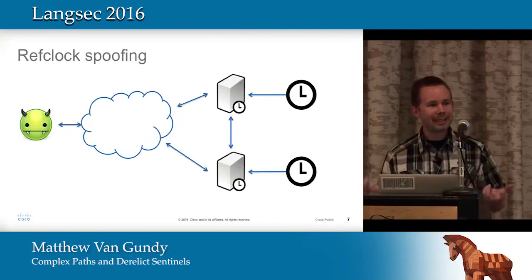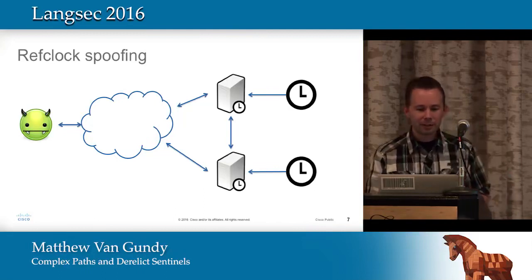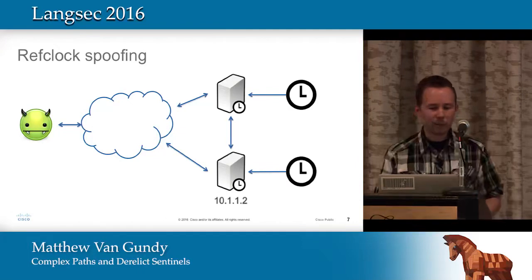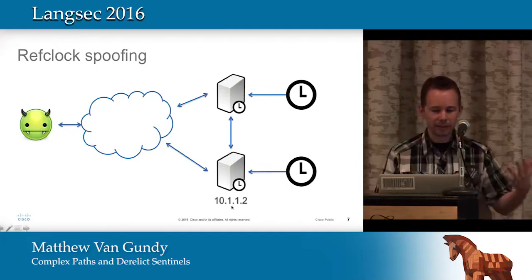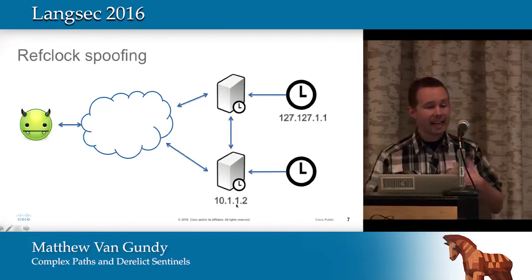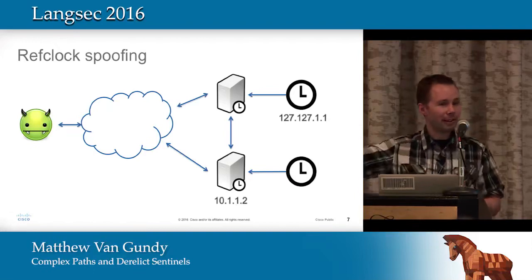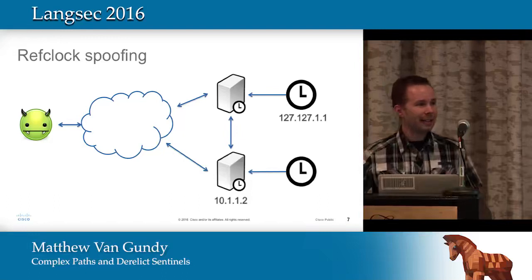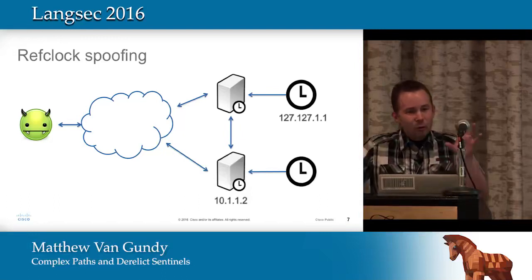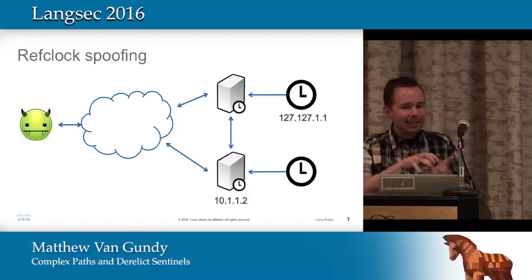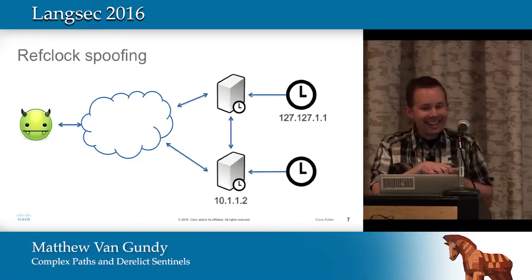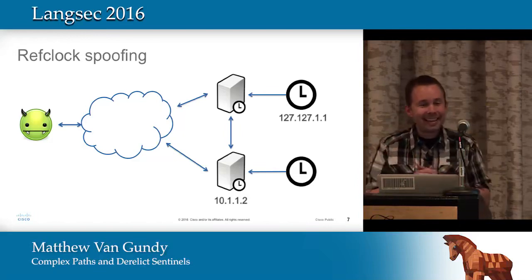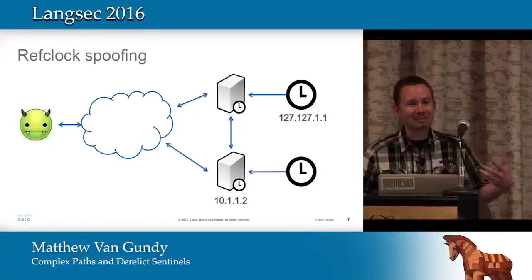So where do we get these IP addresses? Well, we identify our remote peer that we're synchronizing to using their IP address. So we'll just assign a localhost IP address to our ref clock. And whenever we get a ref clock packet, we'll create a fake network packet, put the ref clock's IP address on it, and process it. Does anyone see a potential problem with this?